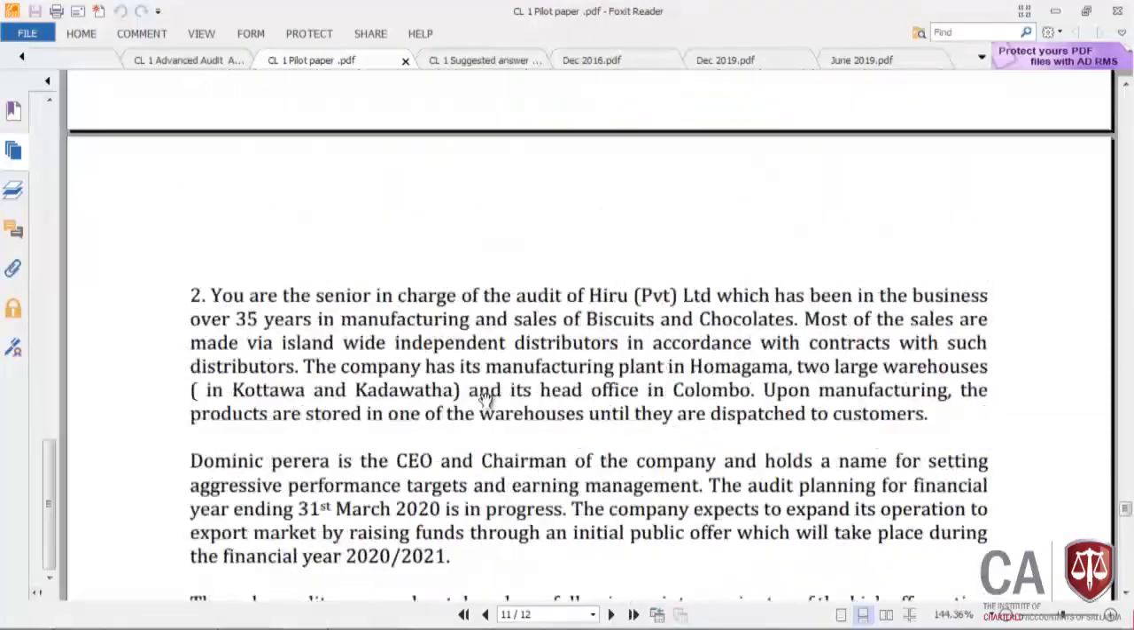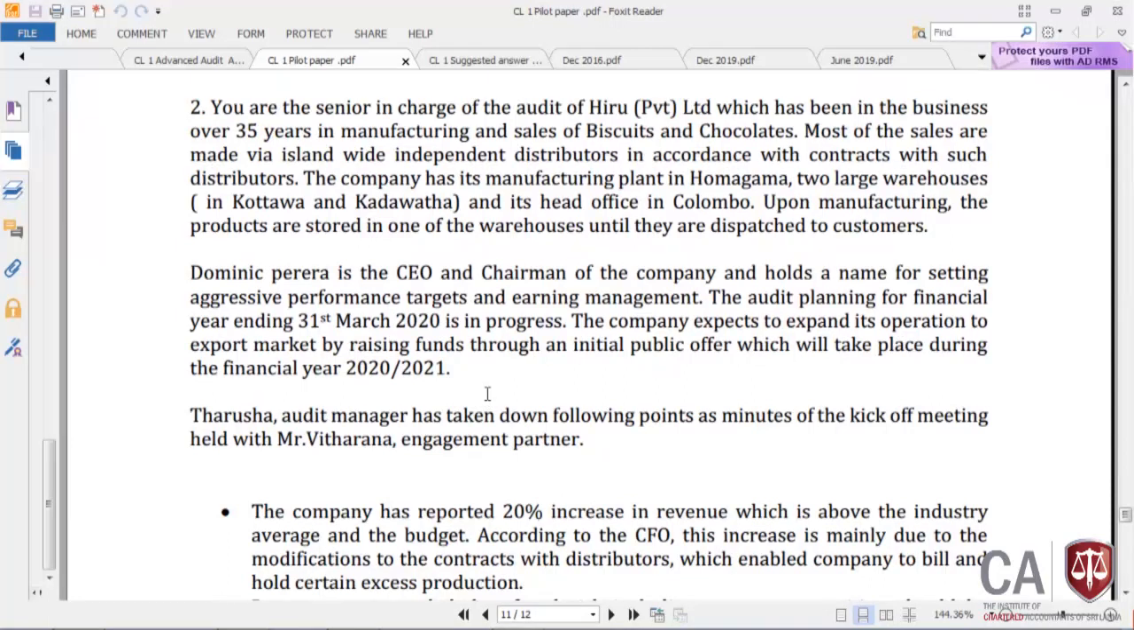So we'll read the question. Now I am reading the question to identify the deficiencies of internal control in this particular case study. You are the senior in charge of the audit of Hiru Private Limited, which has been in business over 35 years in manufacturing and sales of biscuits and chocolate. Most of the sales are made via island-wide independent distributors in accordance with contracts with such distributors. The company has its manufacturing plant in Homagama, 2 large warehouses in Kottawa and Kadawatha, and its head office in Colombo. Upon manufacturing, the products are stored in one of the warehouses until they are dispatched to customers.